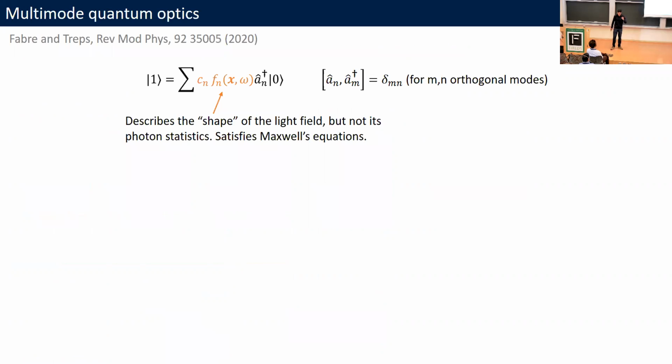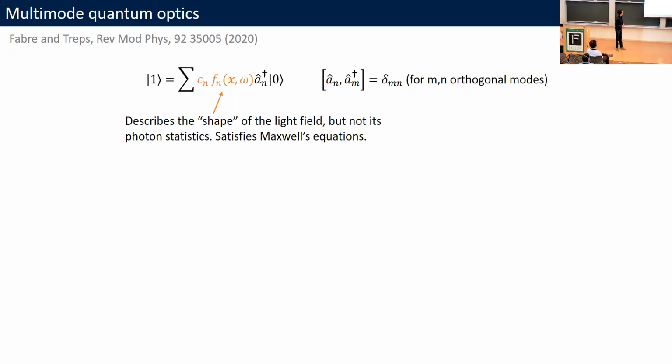Okay, so let me be a little bit more precise about what I mean by the mode structure of light. If we take the example of a single photon, a multi-mode single photon can be written in this way. There's the creation operator acting on mode n, and the shape of mode n is specified by this complex valued function f sub n. This complex valued function will satisfy Maxwell's equation. It doesn't tell you anything about the statistics of the light field. It just tells you about its mode structure.